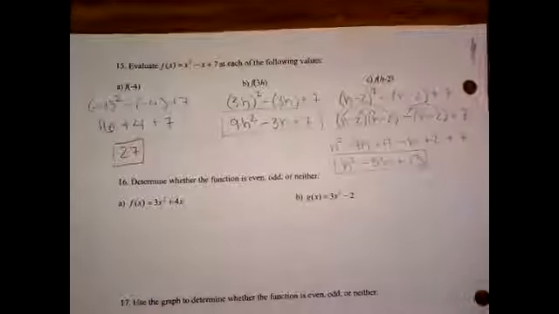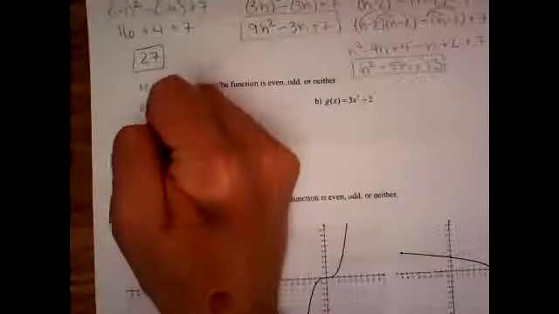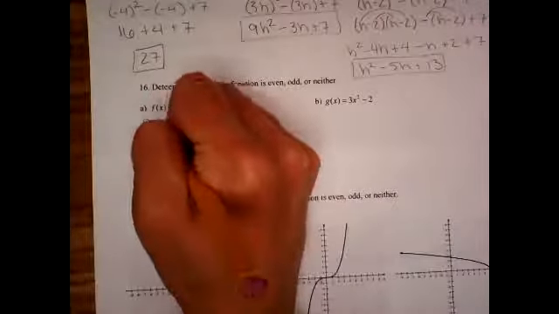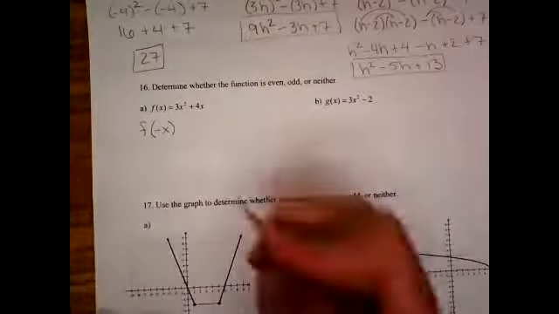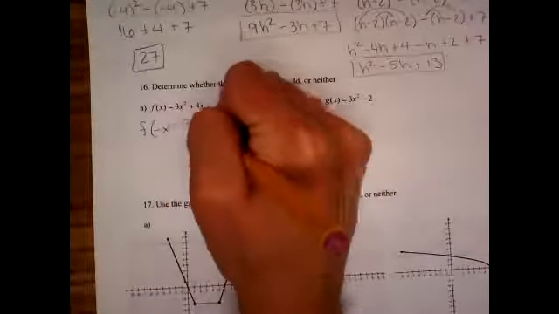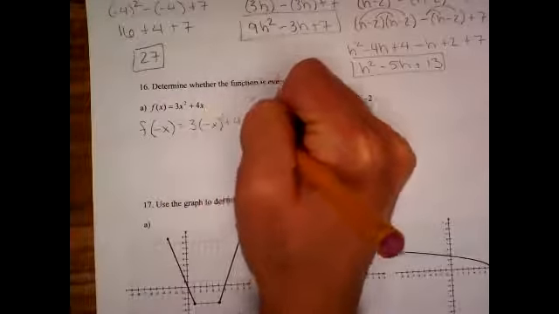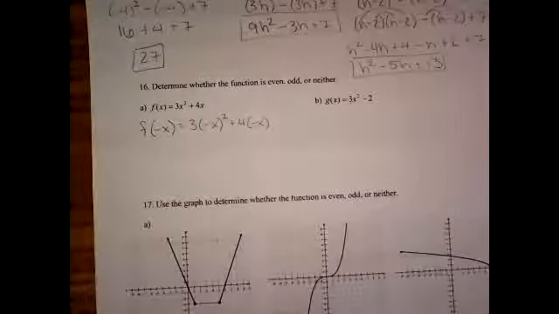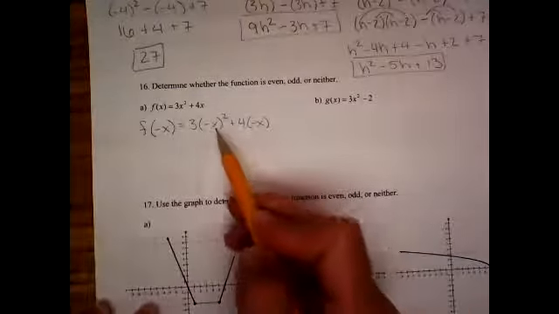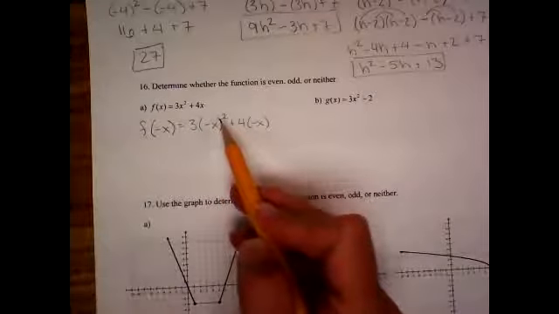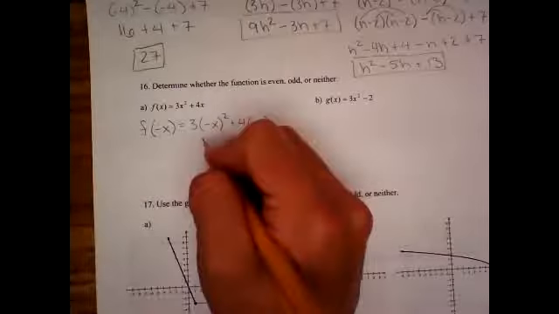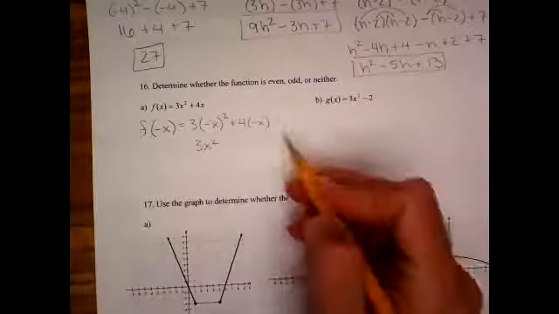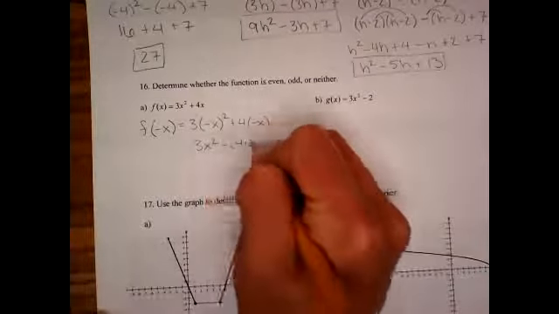All right, even, odd, or neither. What's the test? What are we going to plug in? Good, negative x, or opposite of x. So everywhere there's an x, you're going to put a negative x. If it comes out the exact same, then what is it? If even, odd is opposite, and if it's like a mixture, then it would be neither. So negative x squared, is that going to turn out positive or negative? Positive, good. So 3x squared, and then this would be negative 4x.